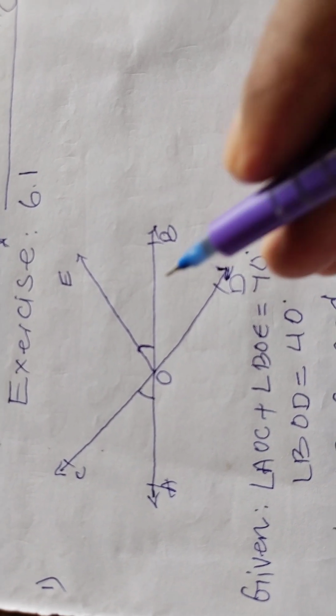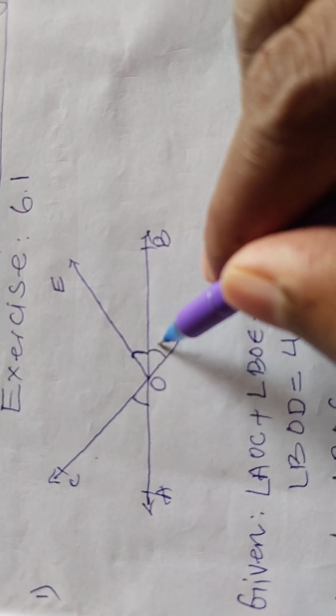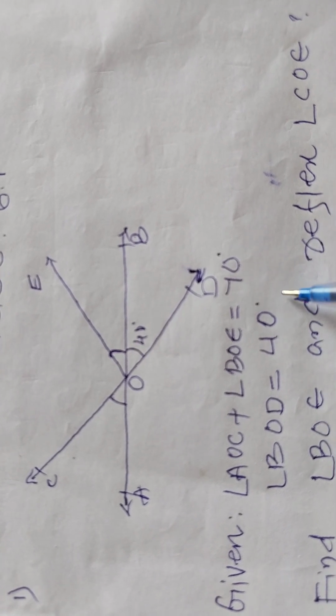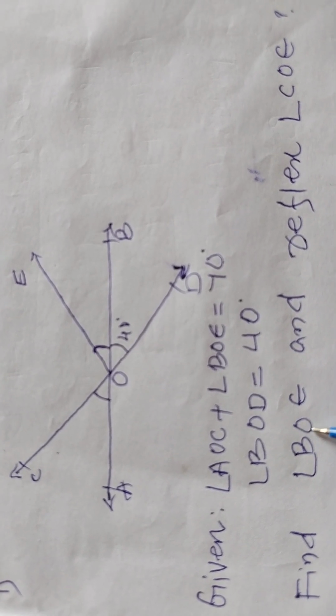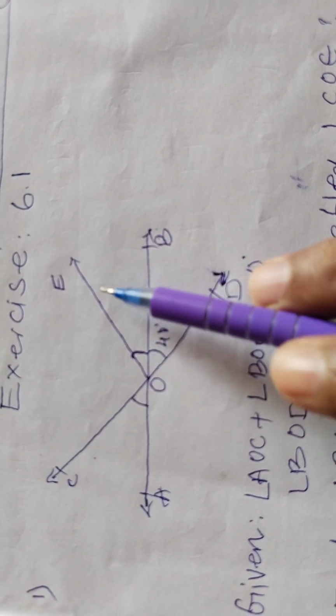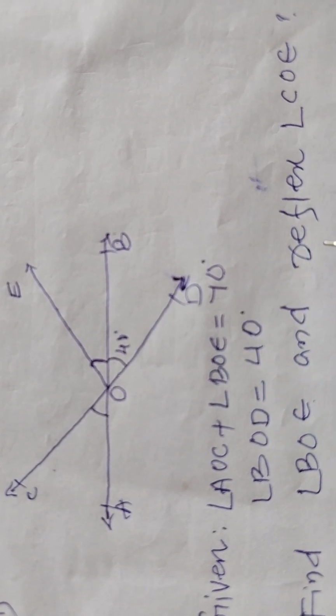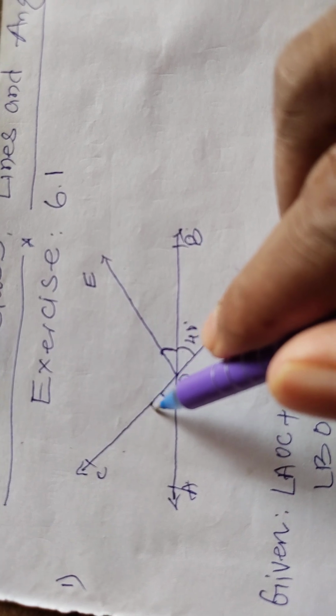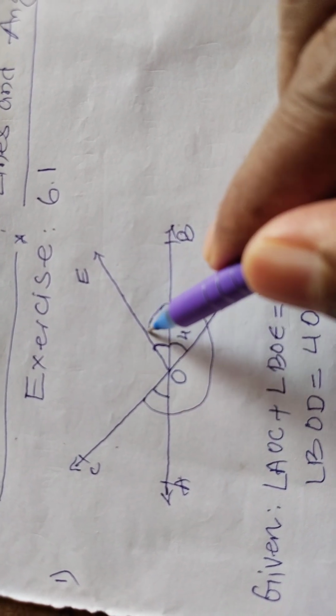And here we have angle BOD, which is 40 degrees. BOD is equal to 40. Find angle BOE, that means BOE is equal to how much, as well as reflex angle COE. We have to find reflex angle COE, this one.